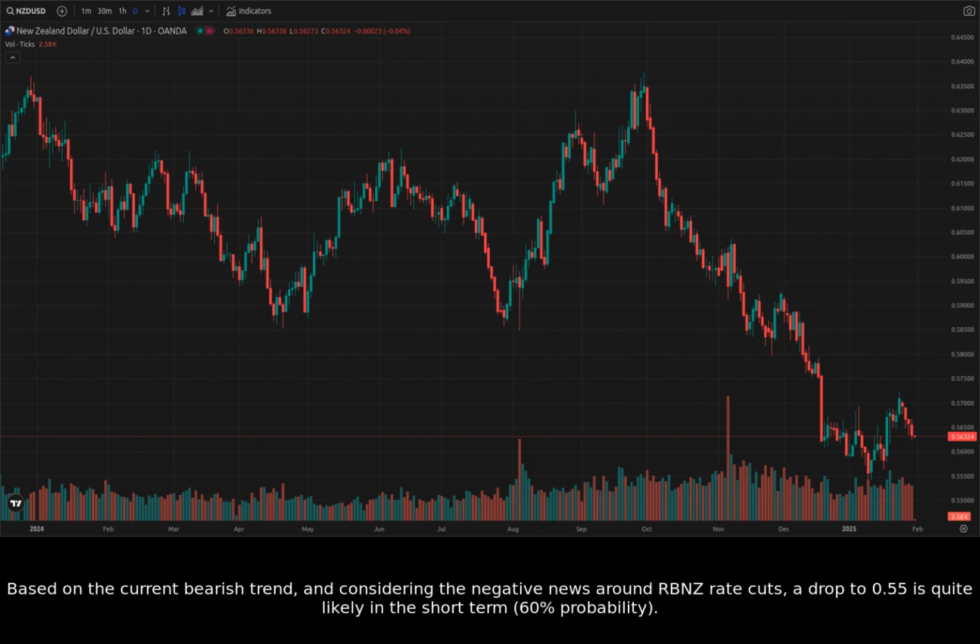scalpers. Based on the current bearish trend, and considering the negative news around RBNZ rate cuts, a drop to 0.55 is quite likely in the short term, 60% probability.